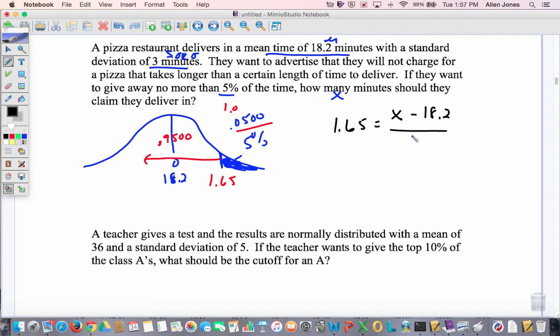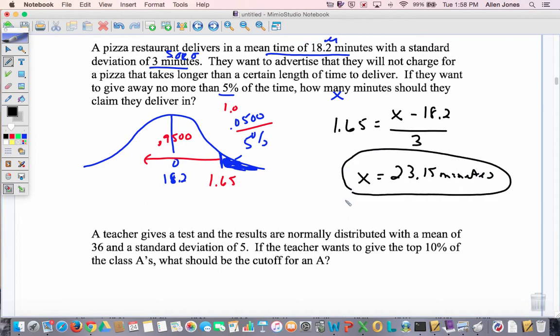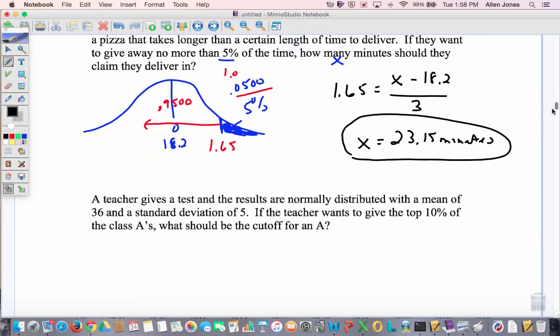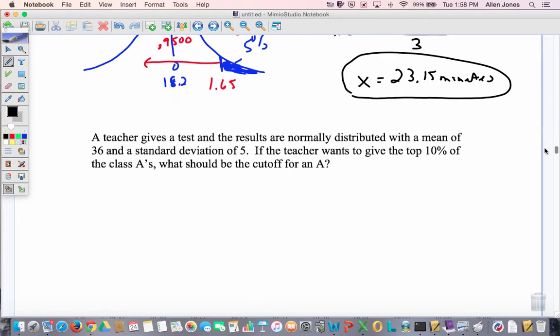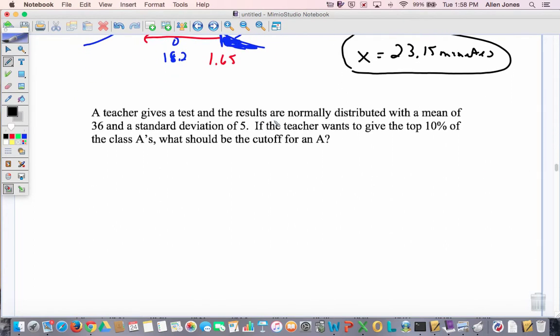I'll plug that into my z-score formula. 1.65 is the z-score. We're trying to find x. We know the mean is 18.2 minutes, and the standard deviation is 3 minutes. Multiply both sides by 3, add 18.2 minutes to it, and we get 23.15 minutes. So our pizza delivery company can advertise they deliver in a little over 23 minutes, probably would round up to 24, and they shouldn't give away a pizza any more than 5% of the time based on previous experience.